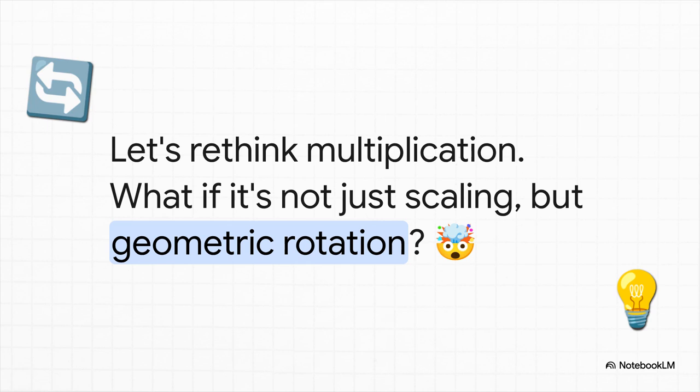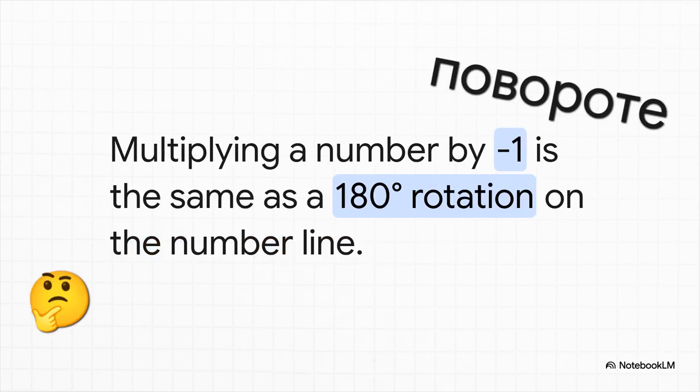Okay, so here's the big mental leap we need to make. We're taught that multiplication is just scaling, making a number bigger or smaller. But what if we thought about it as a physical action? What if multiplying a number could also mean rotating it? This one idea is the key that unlocks absolutely everything. Just think about it for a second. If you have a positive number, say 3, and you multiply it by -1, you get -3. You've just flipped it to the other side of 0 on the number line.